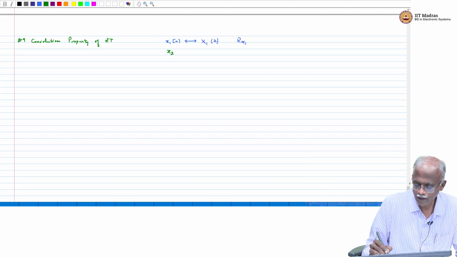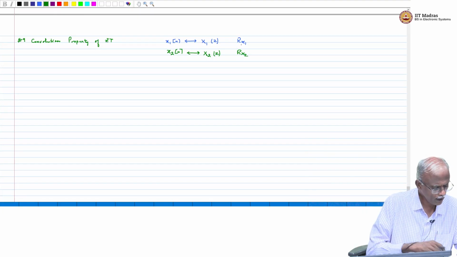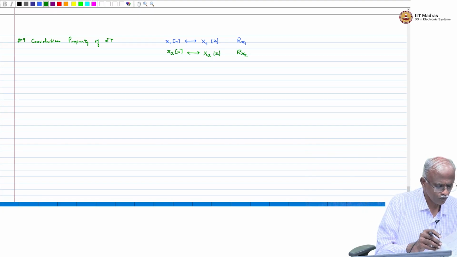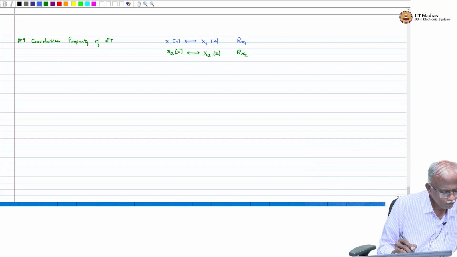x2 of n with the Z transform x2 of Z with the region of convergence Rx2. And we are looking to find out what is the Z transform of x1 of n convolved with x2 of n.